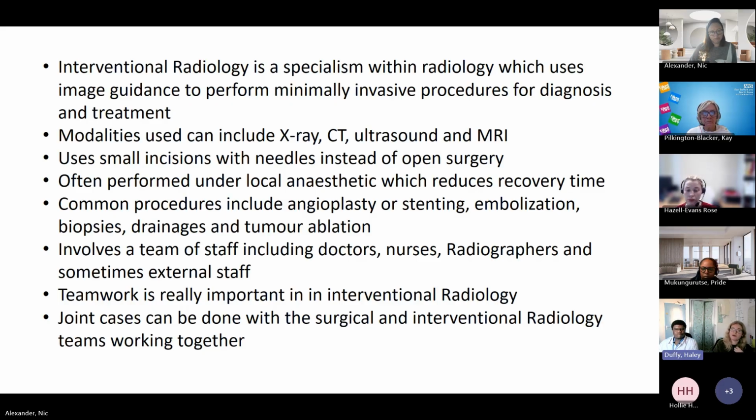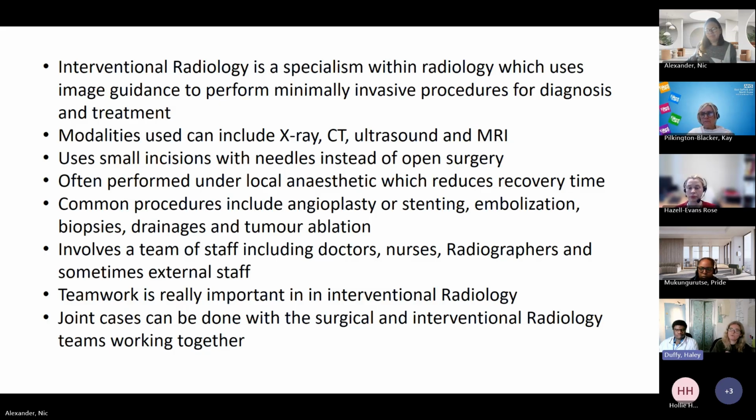But this involves a team of staff, including doctors, nurses, radiographers, and sometimes external staff. So teamwork within interventional radiology is really, really important. The doctors tend to be performing these procedures, and then it's the radiographer's job to get really, really good imaging. So the doctors can only do the procedure if they can see what they're doing well, and that's what I pride myself on doing, being able to see what they do.